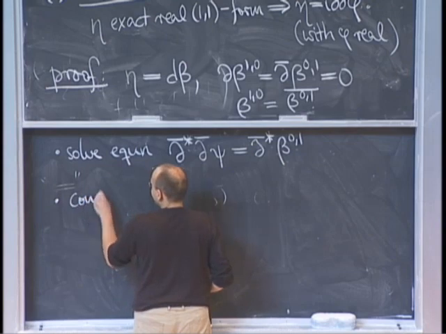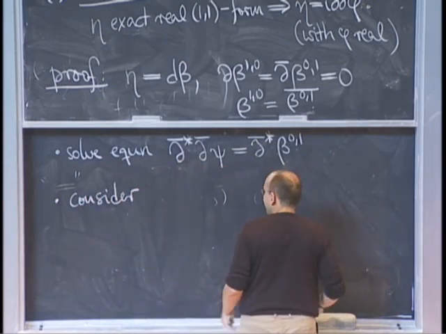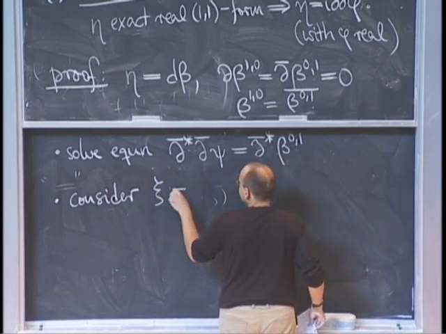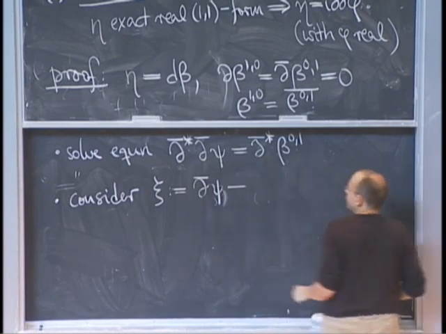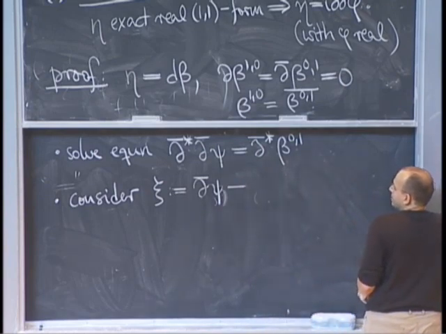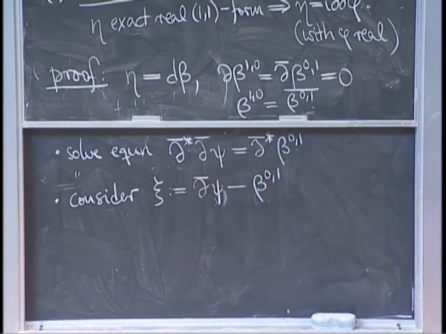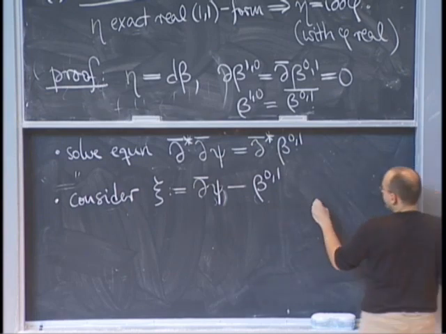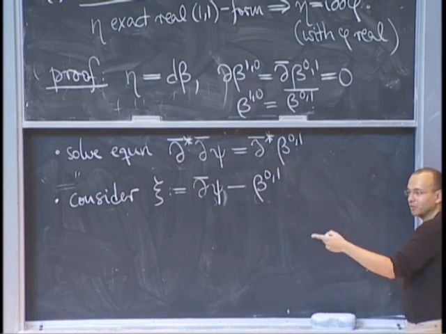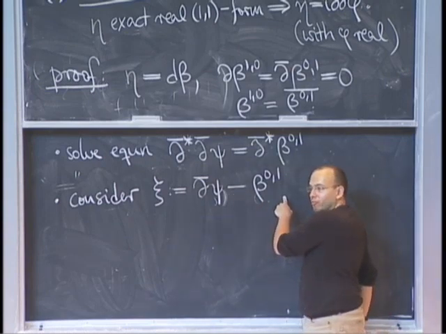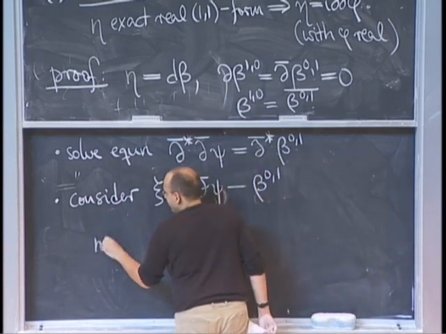So then consider Xi, so this is ∂̄ psi minus beta^{0,1}. So that's a 0,1 form, and that's the guy that we would like to be 0. You know, if the Poincaré lemma was true, we could actually arrange that this is 0, sort of right off the bat. It's not going to be 0 in general, but it's a harmonic form.